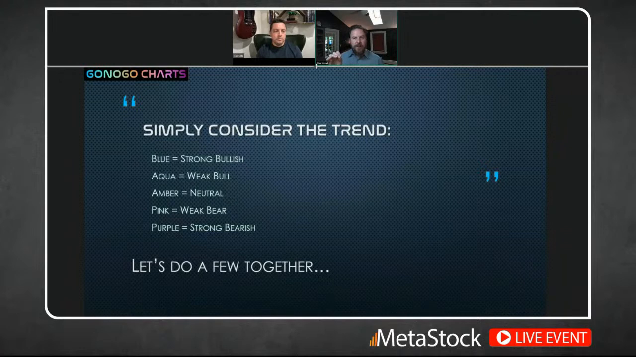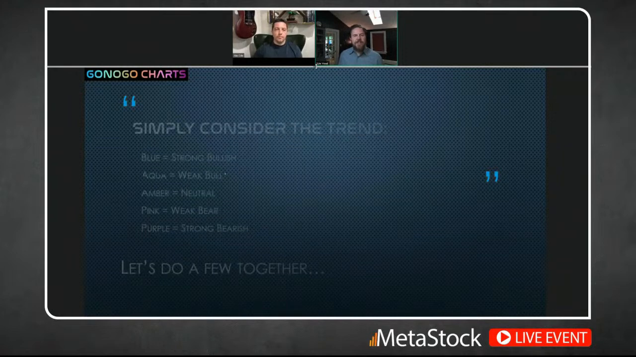All right, so we've talked about blue and aqua. Those are our go trend colors, strong and weak form. Amber bars are neutral. Pink is the weak form, and purple is the strong form of bearish conditions or downward no-go trends. So let's just look at a couple charts together. Alex, walk us through this one.